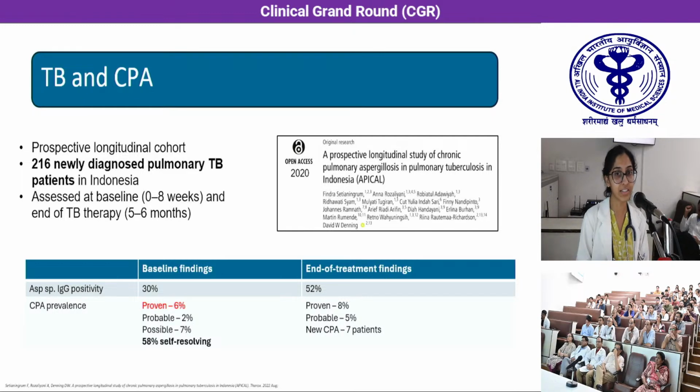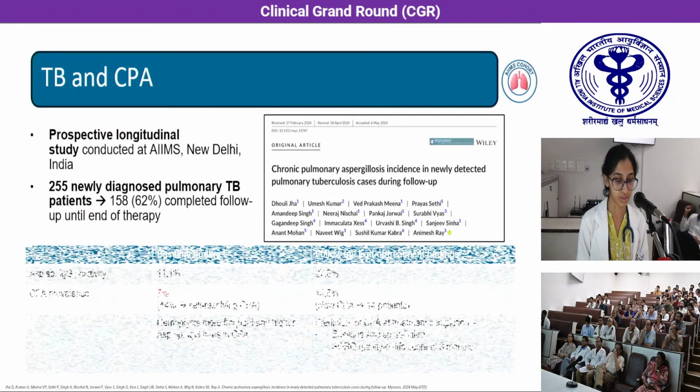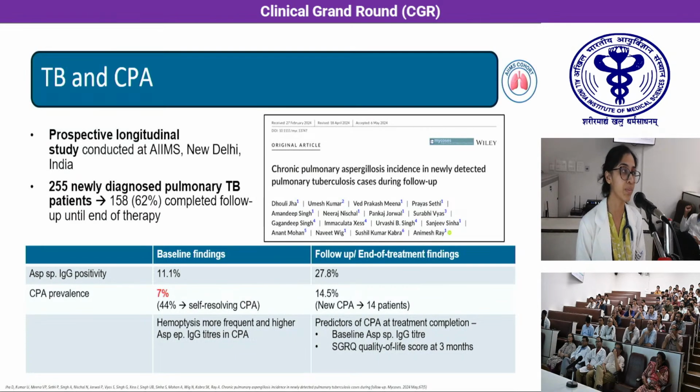So does this reflect a similar pattern in other high TB burden countries like India also? The answer is yes, and this particular fact was proven by a study which was done from our cohort also, which showed similar results of a CPA prevalence of around 7% in newly diagnosed pulmonary TB patients.